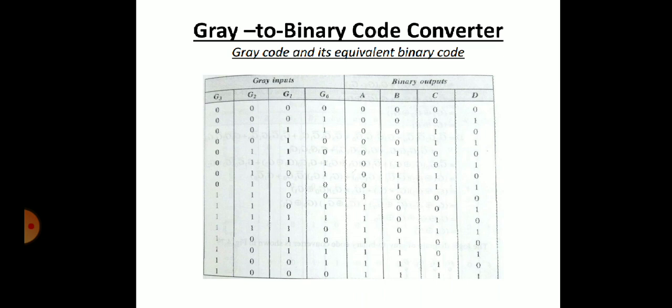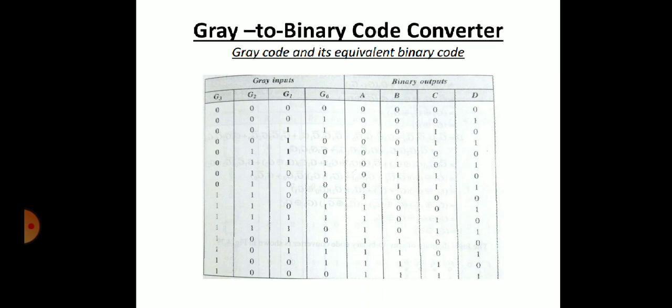Take an example, last row, 1 0 0 0. First write the first digit, that is 1, directly in A. After that, A XOR G2, that is 1 XOR 0, the output is 1, so write the value in B. After that, B XOR G1, that is again 1, so write the value in C. After that, C XOR G0, the value is 1, so write here D 1. Result will be 1 1 1 1.